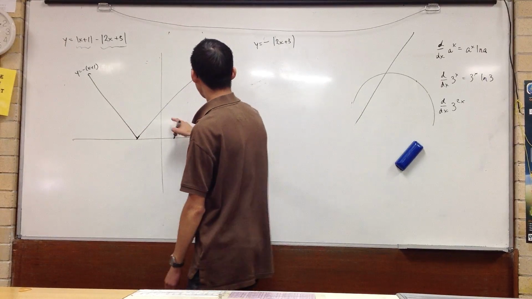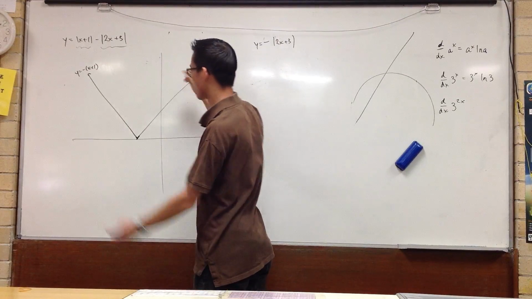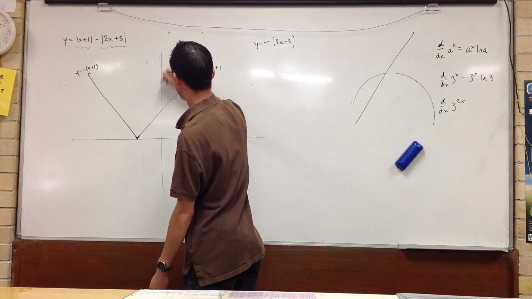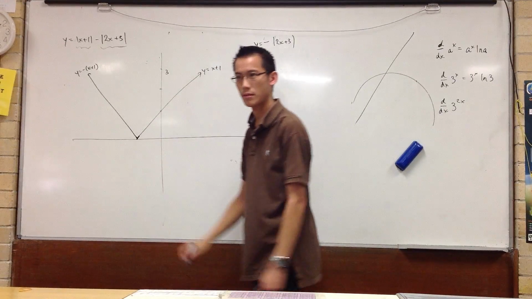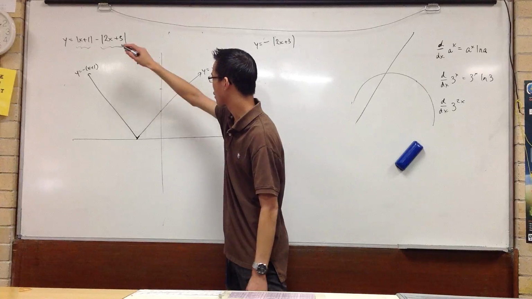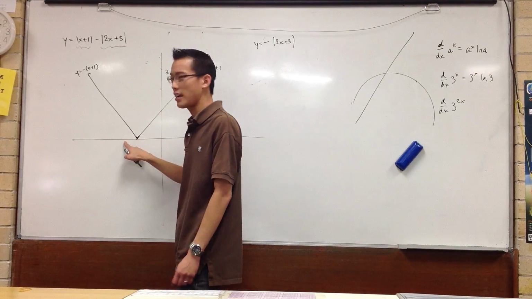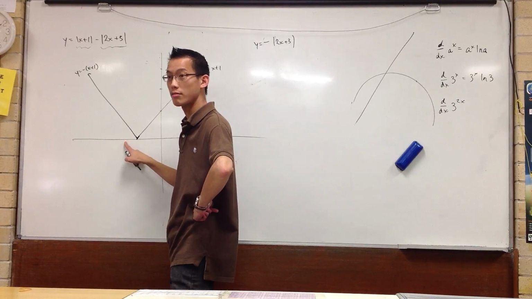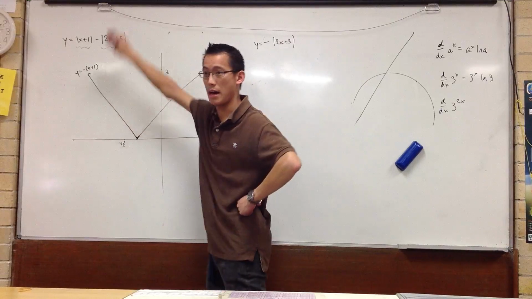So this is 1, right? So I guess 3 is going to be, I should have drawn this a bit smaller. 1, 2, 3. Is that alright? So it's going to go down at a gradient of 2, right? So it's going to hit here at minus 1.5. And then it's going to bounce, of course.